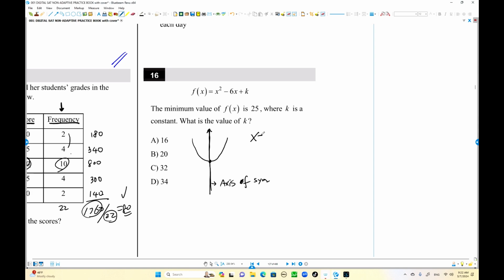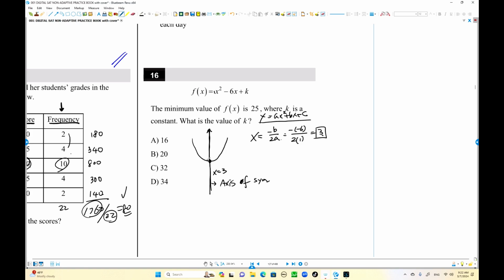How can you get the axis of symmetry? Negative b over 2a, right? When you have ax squared plus bx plus c. When you have this graph, negative b is what? Negative 6. So negative 6 over 2 times a, which is 1 there, right? Equals 3. At this x equals 3, there is a vertex.